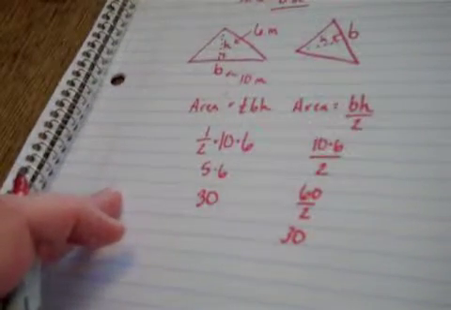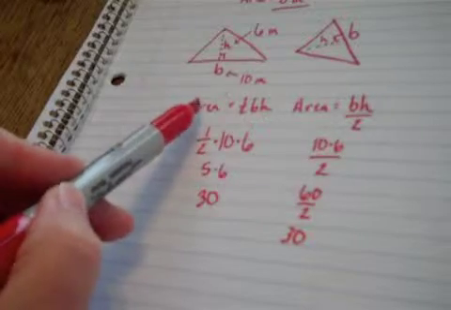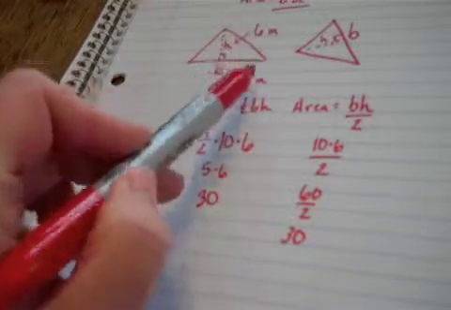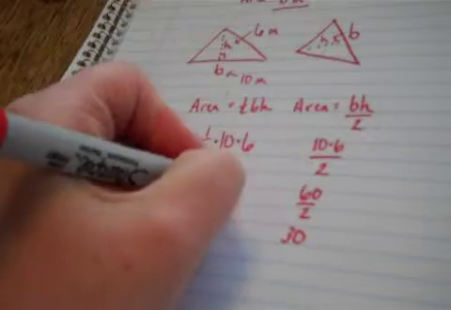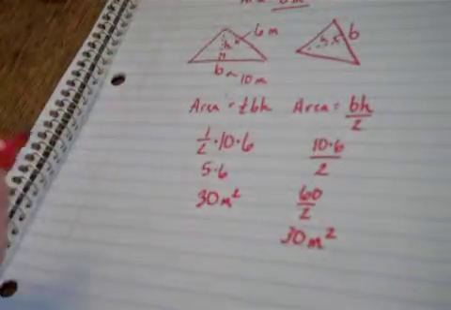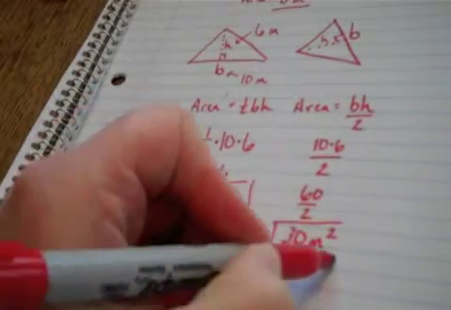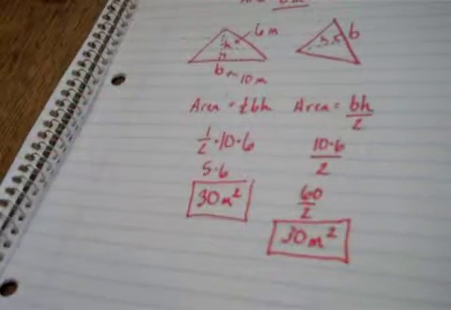But remember, I'm not done. I need to give my label. Remember that area is always in square units, and I measured these in meters. So for this answer, it would be 30 meters squared. For this answer, it would be 30 meters squared. Choose the formula you are the most comfortable with. Remember that they are equivalent.